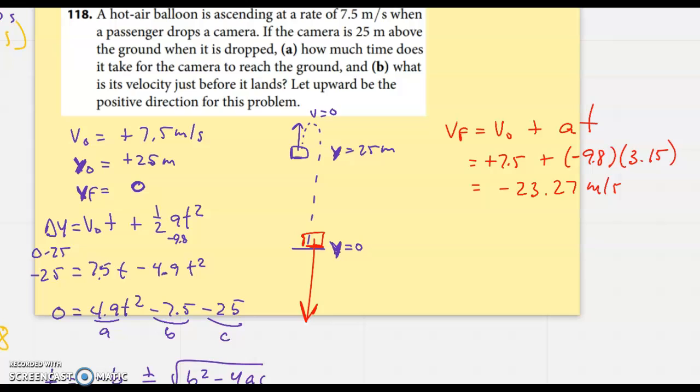This was just significant to the ones place here. So this is only going to be significant to the ones place. So I'm going to make that negative 23. If you notice, they did ask for the velocity, so I'm not going to drop off that negative. I'm going to leave it there.